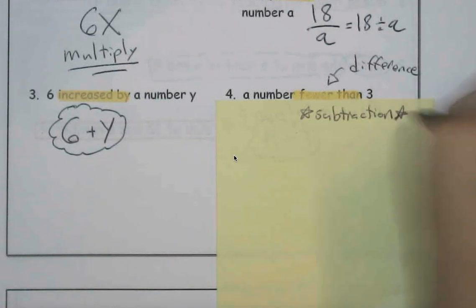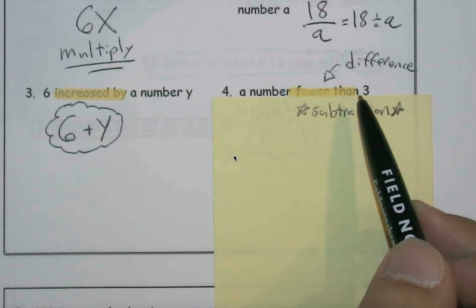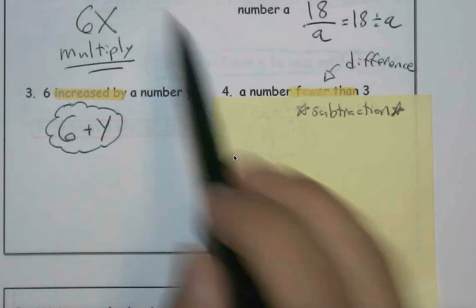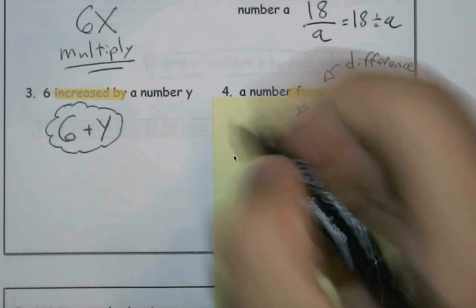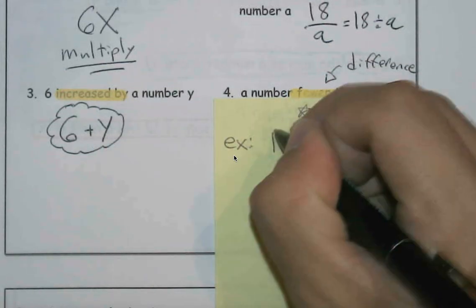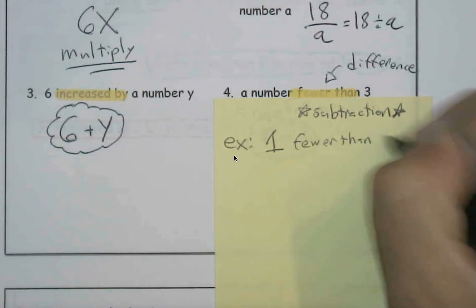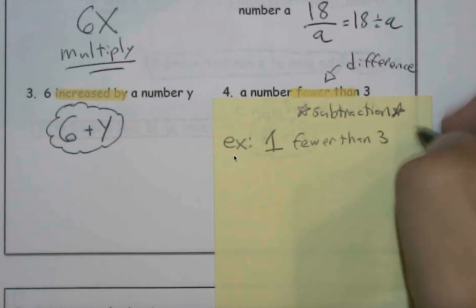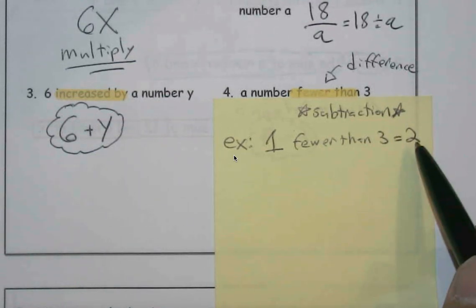And I even got puzzled on this because it's saying a number fewer than 3. So one way that I approach this personally is to just put in a number. I mean, they say up here to use X or use Y or use A, but here we have a little bit more leeway. So for example, where it says a number, I thought, well, let's just try 1. So if it's 1 fewer than 3, what number do you think this would be? Hopefully you're saying 2. 1 fewer than 3, so you're going down 1 to 2.